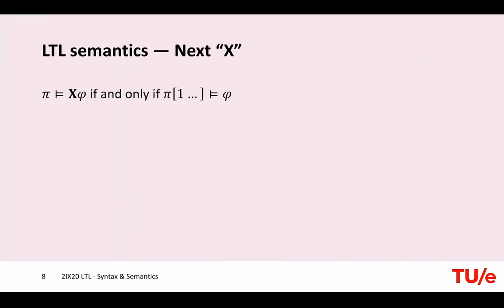Now let's take a look at the additional operators that we had. So a given path pi satisfies in the next state phi if and only if the suffix of that path starting at position 1 satisfies formula phi. So basically what we do here is we just drop the first state of path pi and we look at the remainder of the path. That remainder should satisfy phi.